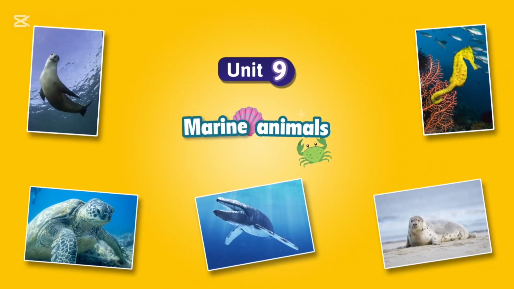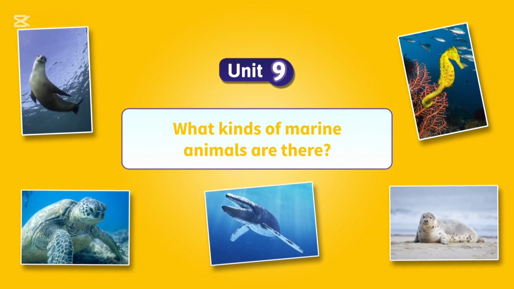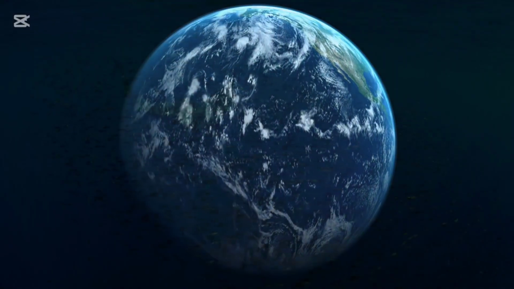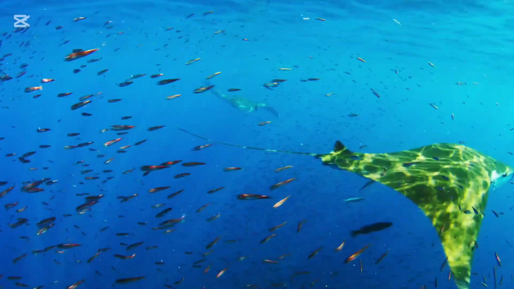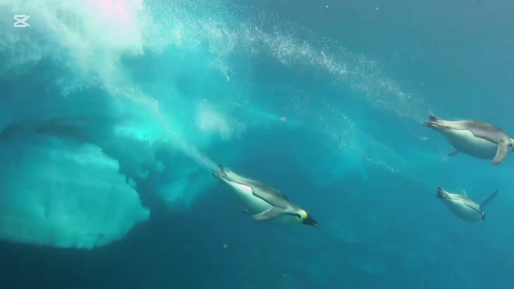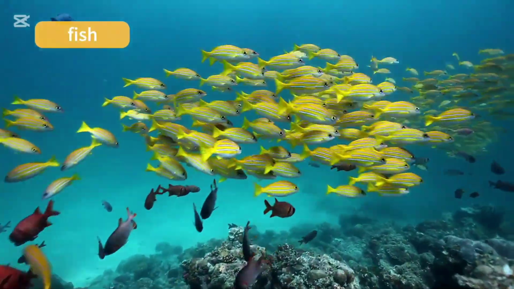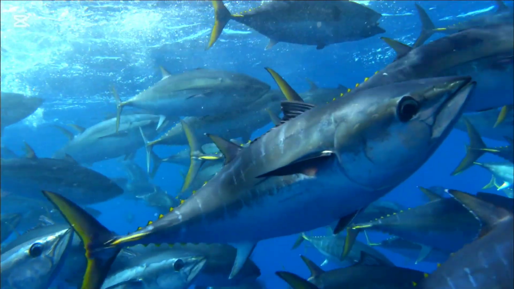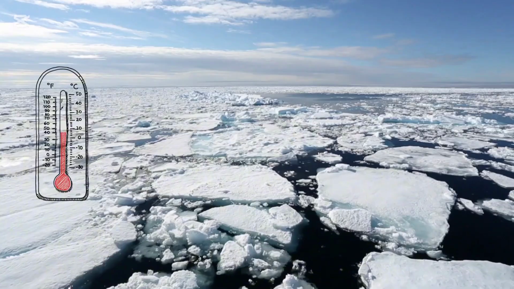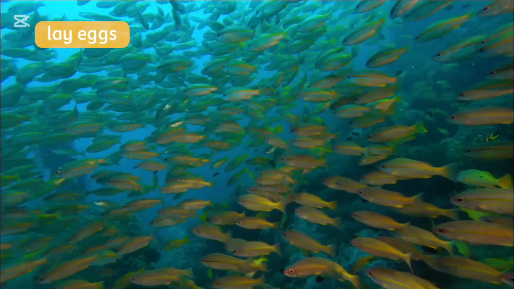Unit 9. What kinds of marine animals are there? 70% of our planet is covered by water, and our seas and oceans are full of an incredible variety of marine animals. There are thousands of different types of fish. Fish can breathe underwater. They are cold-blooded. Their blood changes temperature with the water around them. And they lay eggs in water.